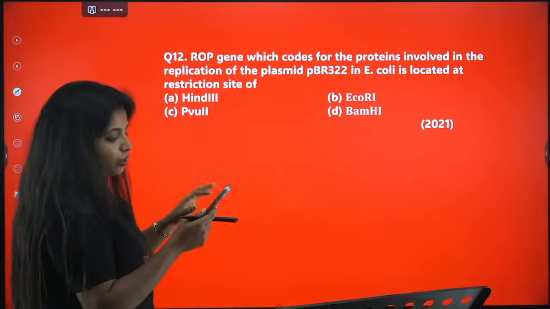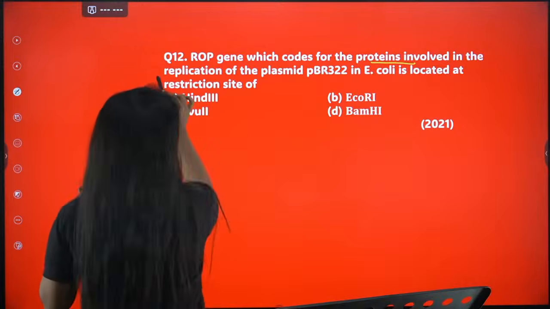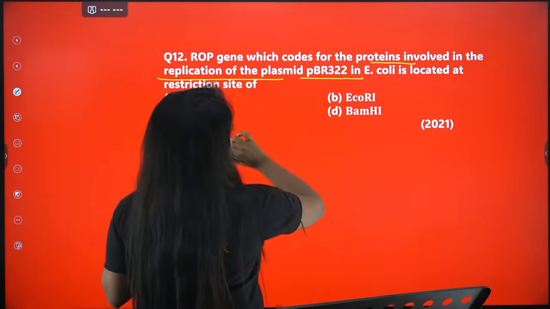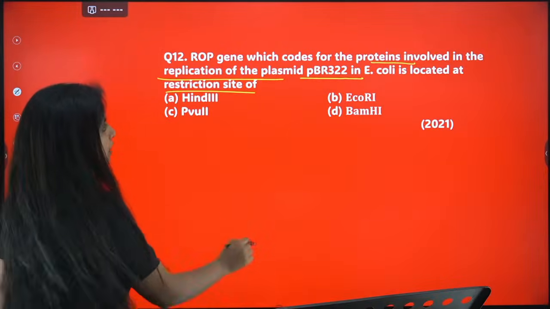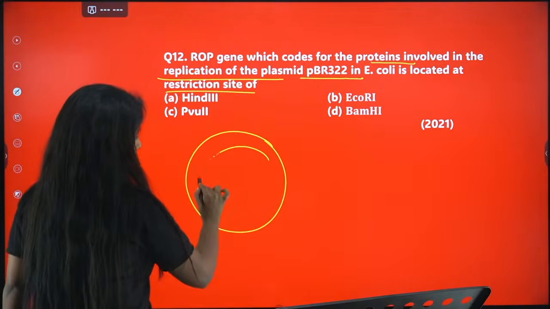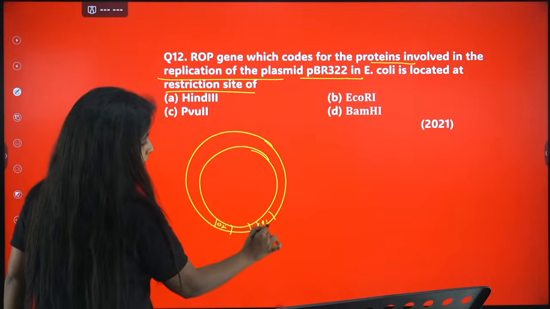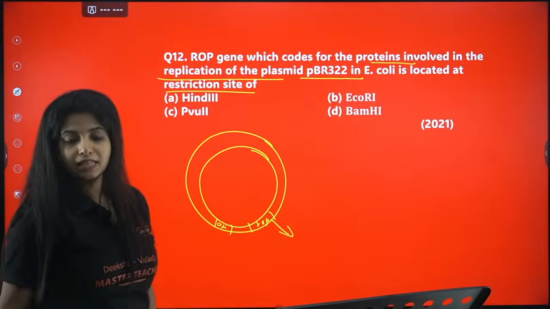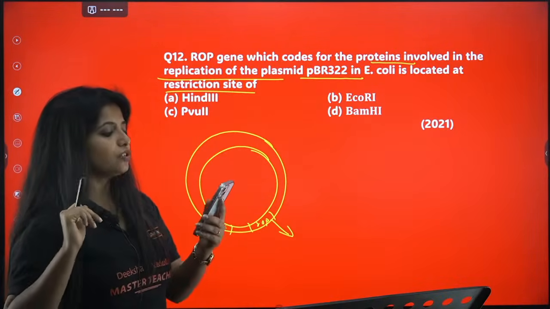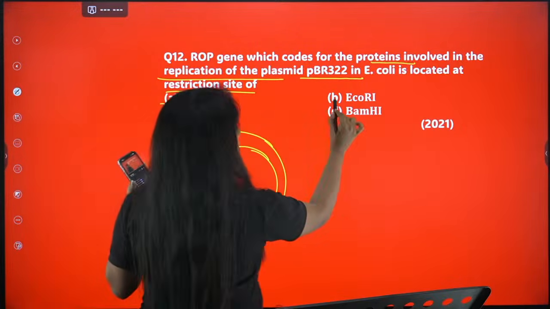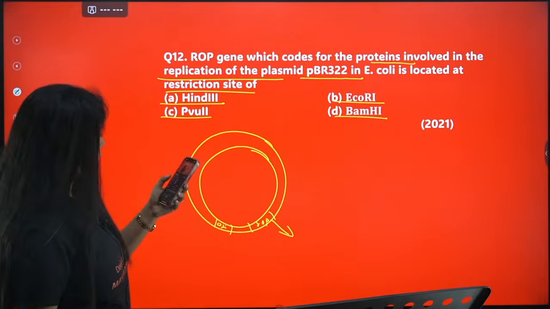Question number 12. Try to solve this, my dear children. ROP gene, which codes for the proteins involved in the replication of plasmid pBR322 in E. coli, is located in the restriction site of what? ROP gene, my dear children, where is it located? So the ROP gene is over here. The ORI site of the plasmid is over here. In this site, there is something. This is the site for a restriction enzyme also. You have been asked, what is this restriction enzyme? Is it HindIII? Is it EcoRI? Is it BamHI? Is it PvuII? What is the answer for this question?